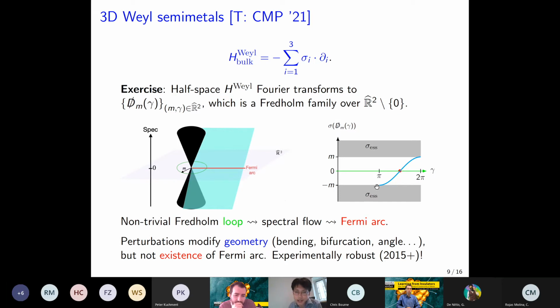And in fact, our computation earlier on, so this is a picture we saw earlier on, precisely shows that you do have a non-trivial Fredholm loop. And the presence of the spectral flow means that for each loop, you have a contribution to the Fermi surface. You have one point contributing to the Fermi surface. Okay, so as you vary the loop, you have this Fermi arc, which appears in the boundary momentum space.